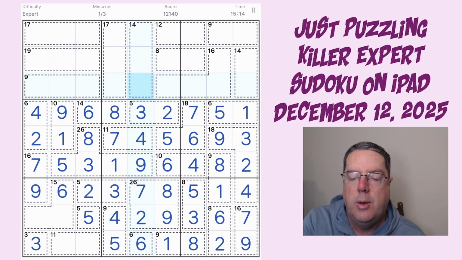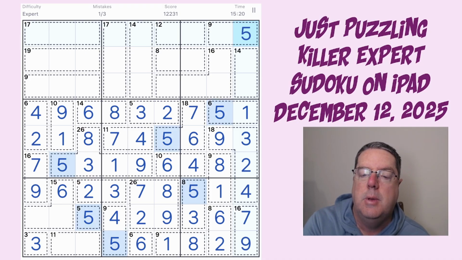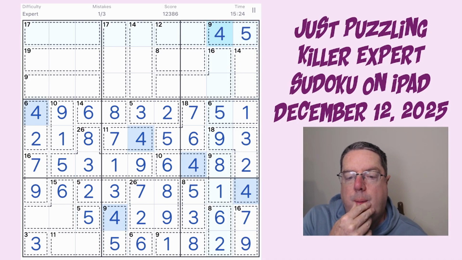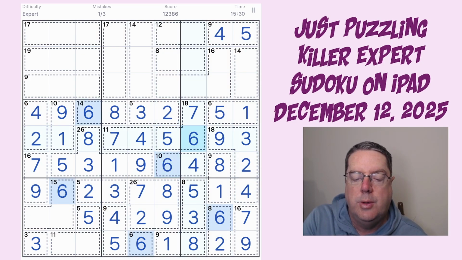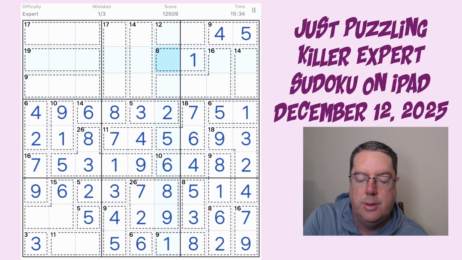So 1, 2, 3, 4. 5 can't be here because that's an 8 and 6. So that's a 5 there, leaving this to be a 4. So 3 and 5's out. 2 and 6 is out, so this is 1 and 7. 1 can't be there, so that's a 1, leaving this to be a 7.